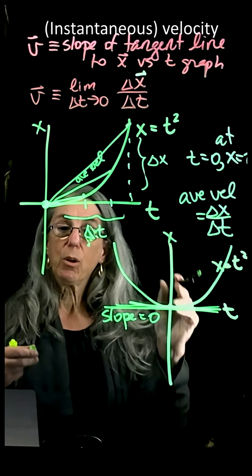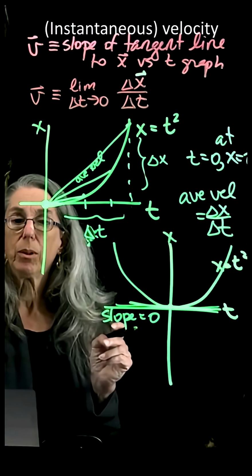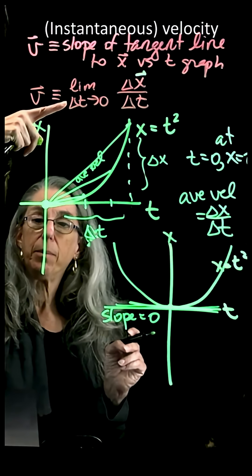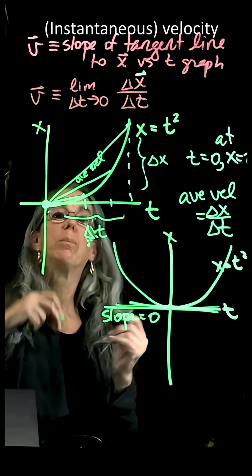So the slope of the tangent line is the same thing that we get by shrinking the time interval. And that's what that limit means: we imagine shrinking the time interval, and that becomes the slope of the tangent line.